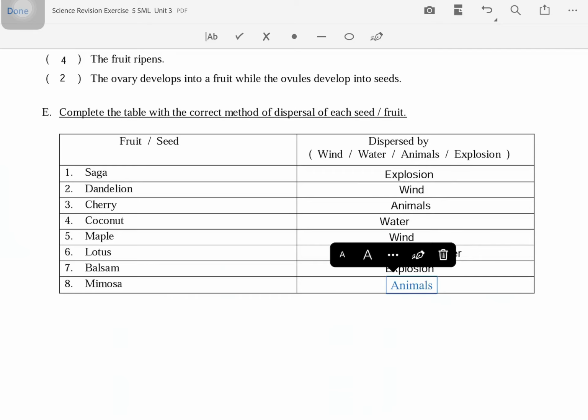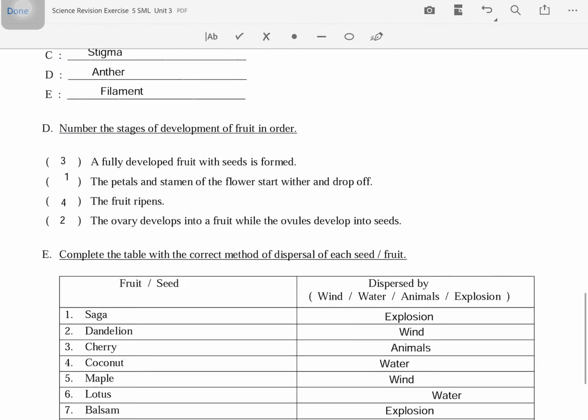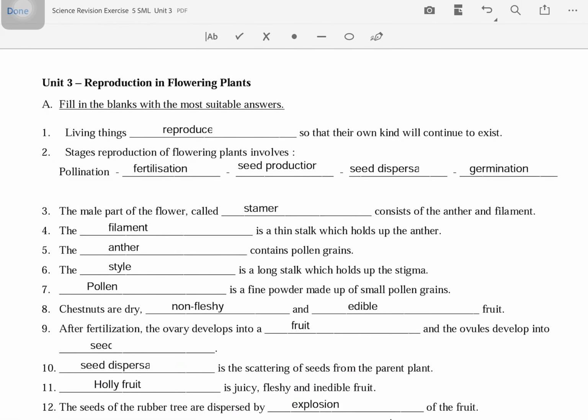So there you go. These are all the answers for your exercise.